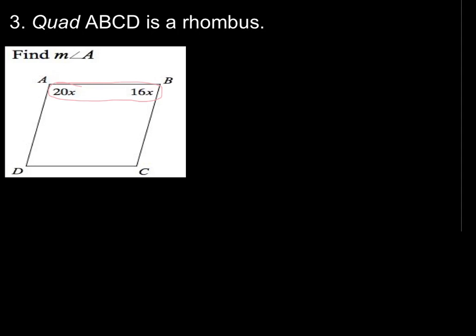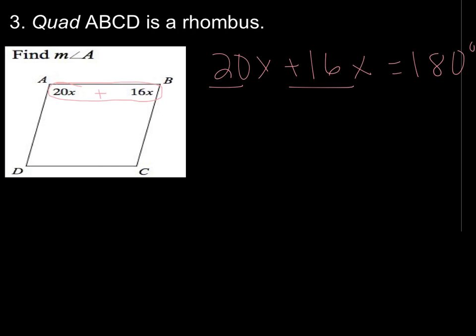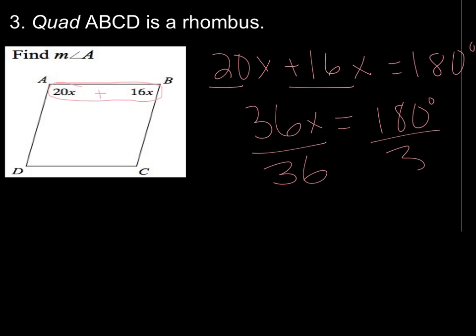Okay, so to set up the equation, like we said, consecutive angles of a rhombus add up to 180. So we're going to write 20x plus 16x equals 180 degrees. Okay, let's go ahead and combine like terms. So we have a 20x plus 16x, which is 36x, and that is equal to 180 degrees. Divide both sides by 36, and we get that x is equal to 5.